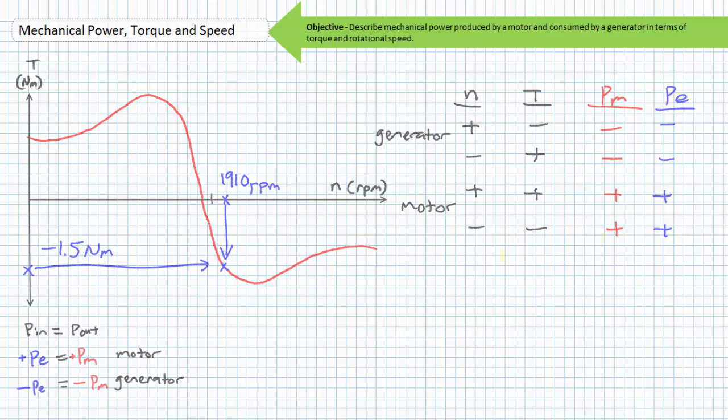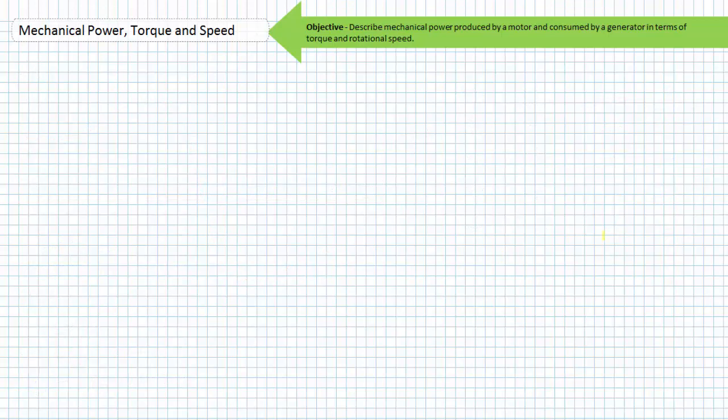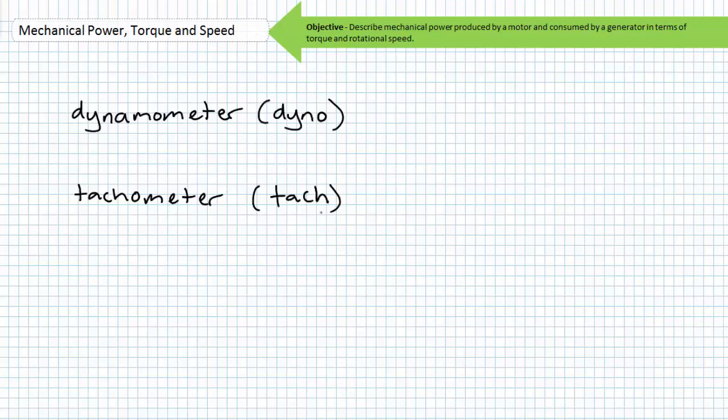Bring our discussion of mechanical power, torque, and speed to a close with a quick look at common instrumentation used to measure torque and speed of rotating electrical machines, namely a dynamometer and a tachometer. Since no one on earth can spell these words, most folks refer to them as a dyno or a tach. Even if you don't walk away from this lecture fully understanding mechanical power, torque, and speed, you'll walk away sounding like you do if you use these cool slang terms.